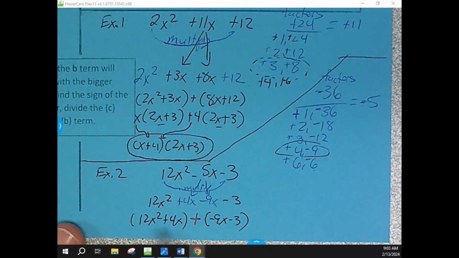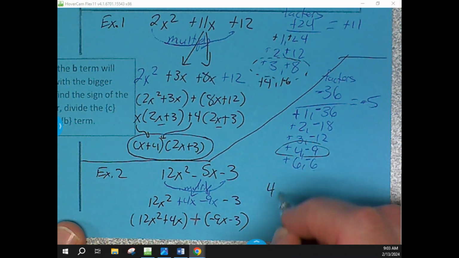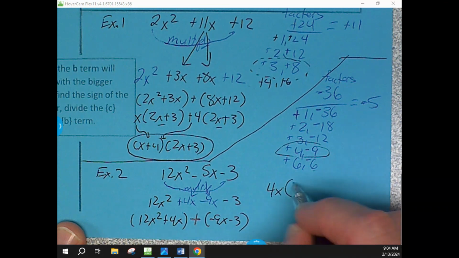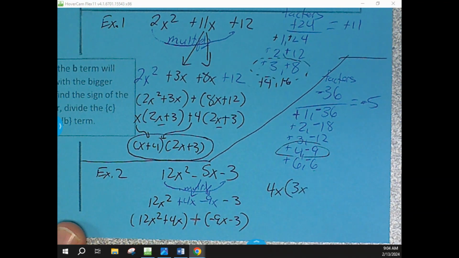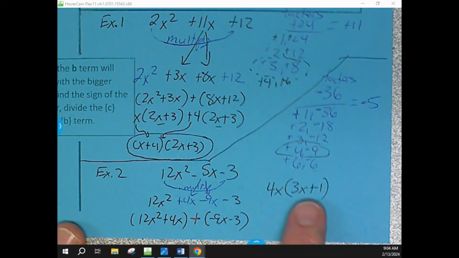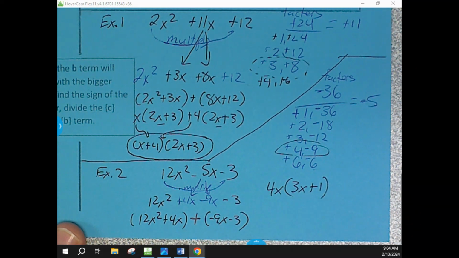So if it's 12x squared and 4x, what is our greatest common factor, number-wise? All right, we can divide them both by 4, and they both have an x, correct? So let's take out 4x. So we've got 12 divided by 4 would be 3x. 4 divided by 4 would be 1. And we need that 1 there for a placeholder because we've got to have two terms in the parentheses here. You must have two terms in the parentheses here.